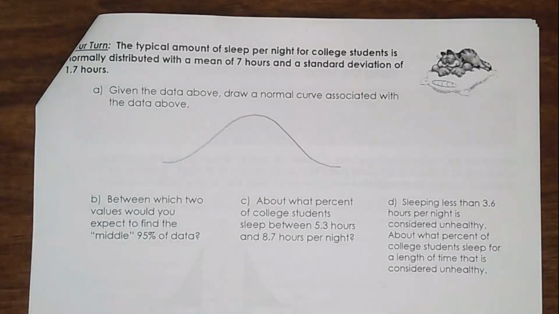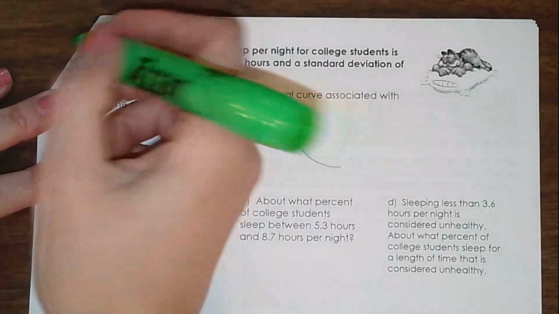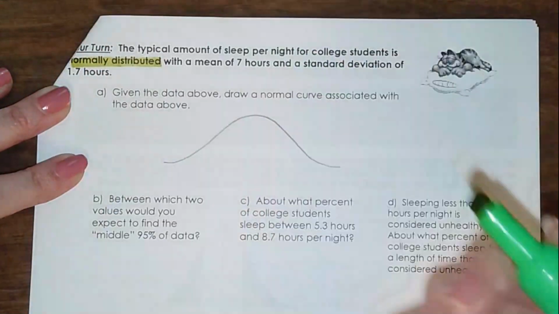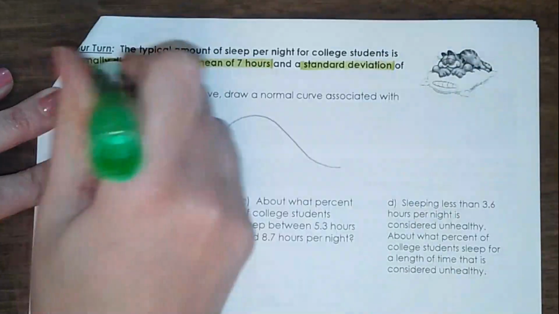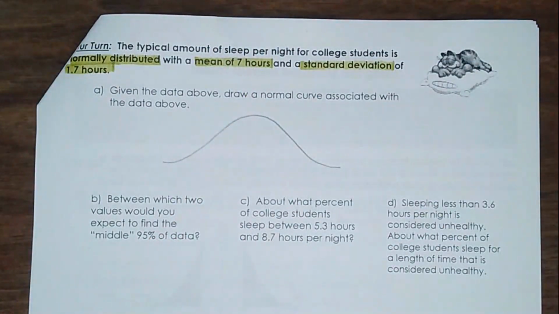Okay, so this next problem, a your turn question, I'll start you guys off and then I'll have you finish the rest on your own. It says the typical amount of sleep per night for a college student follows a normal distribution with a mean of 7 hours and a standard deviation of 1.7 hours. Given the data above, draw a normal curve associated with this.